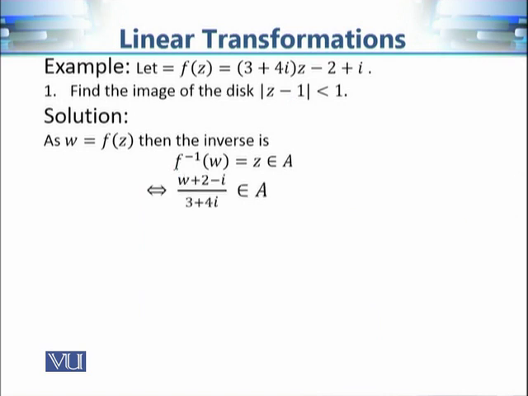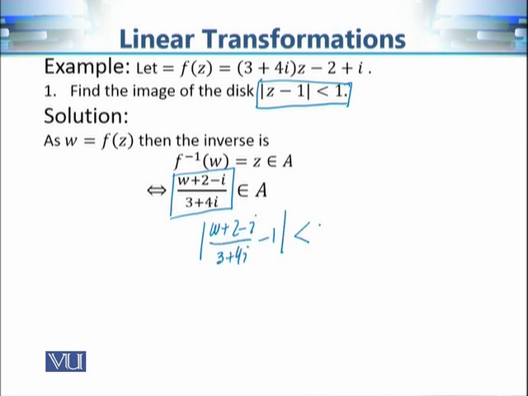Okay, so let's apply the definition of f inverse. What we get is that w plus 2 minus iota over 3 plus 4 iota must belong to A. Now we know a very well defined description of the set A. An element z belongs to this set A if the modulus of z minus 1 is strictly less than 1. And we are claiming that this element belongs to A. So what should happen? The modulus of w plus 2 minus iota divided by 3 plus 4 iota minus 1 should be less than 1.